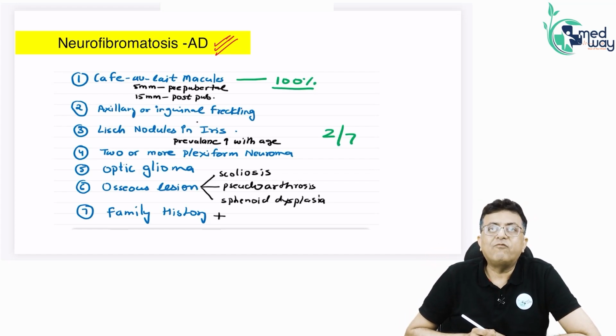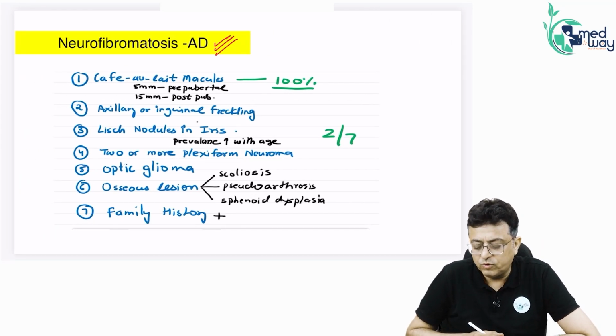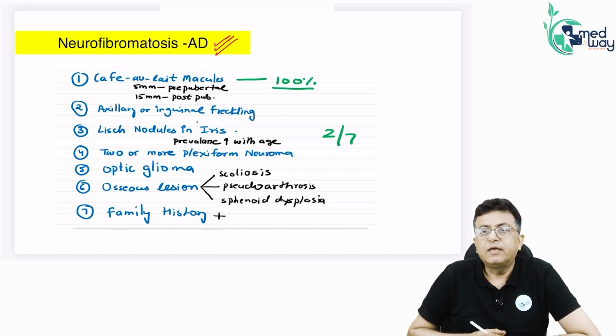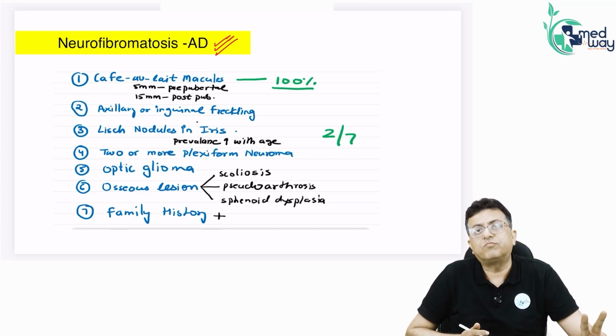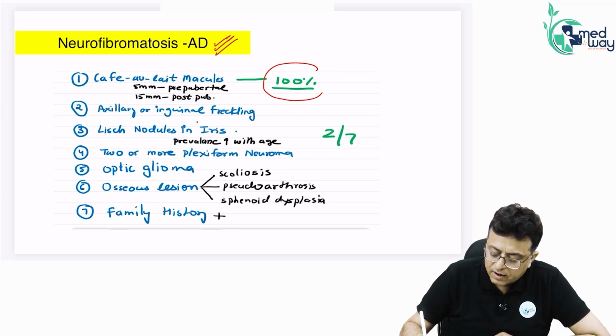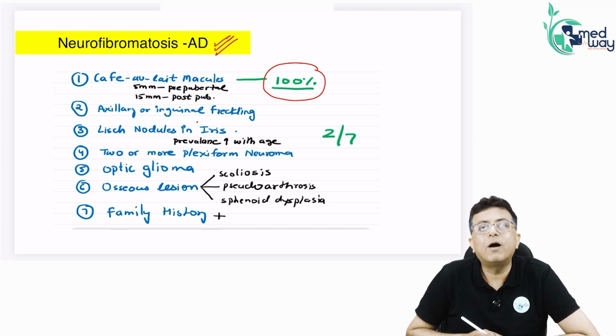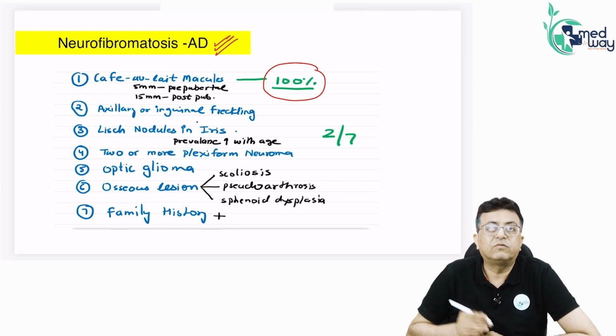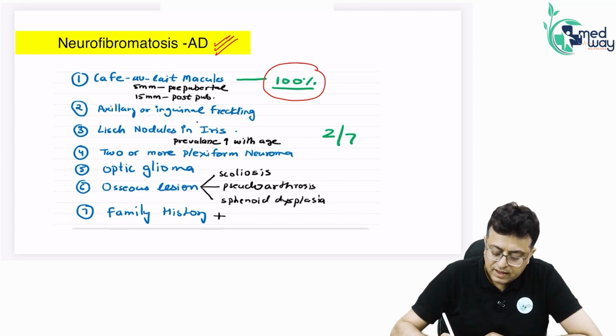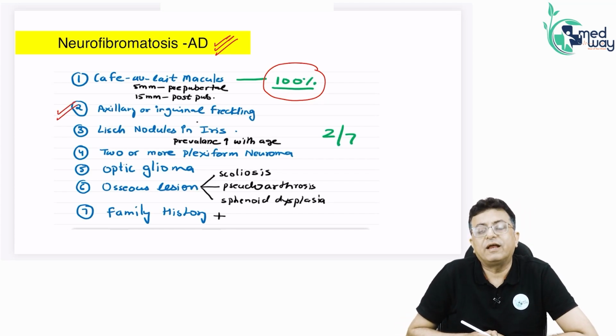Number 1, cafe-au-lait spot. Prepubertal 5 mm and postpubertal 15 mm. Cafe-au-lait spot is present in 100% of patients. It is the hallmark of neurofibromatosis. Number 2, axillary or inguinal freckling.